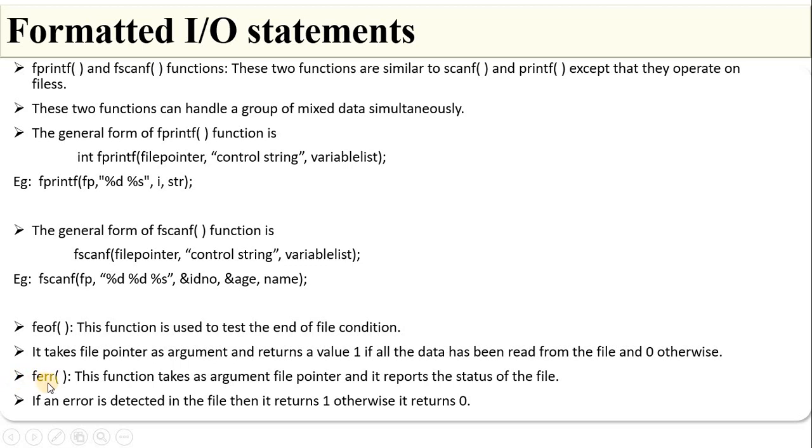ferror. This function reports the status of the file. It takes the argument as file pointer and it reports the status of that file. It will return 1 if there is an error in the file. Otherwise, it returns 0.